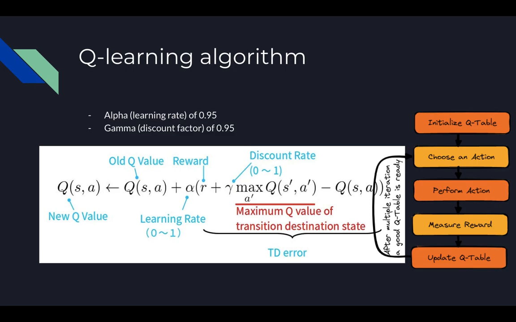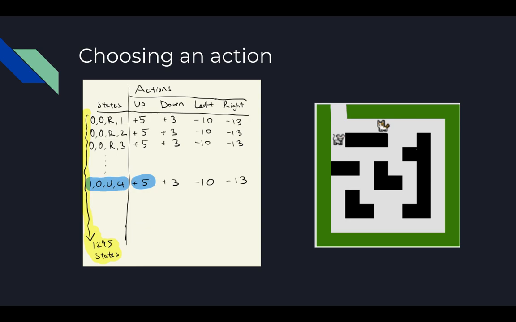Regarding the Q-learning algorithm, we use the Bellman equation to update the Q table. The value chosen for the learning rate is 0.95. The discount factor is 0.95. Now to explain the Q-learning algorithm, I'm going to run through a quick example.